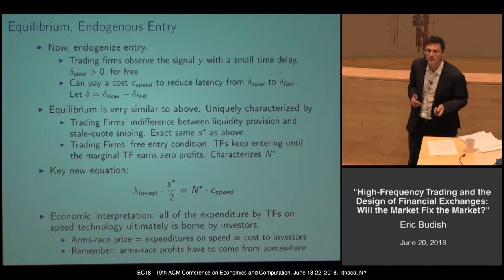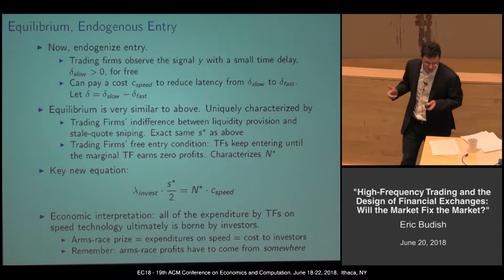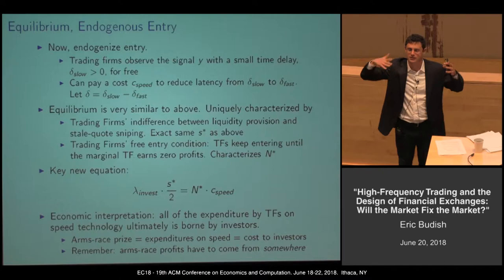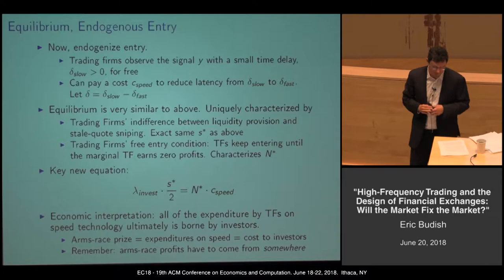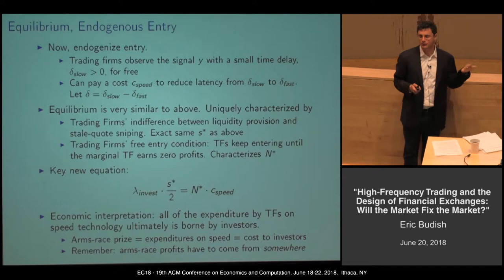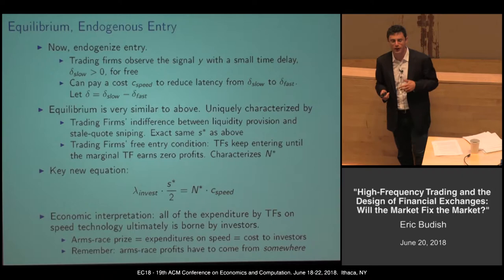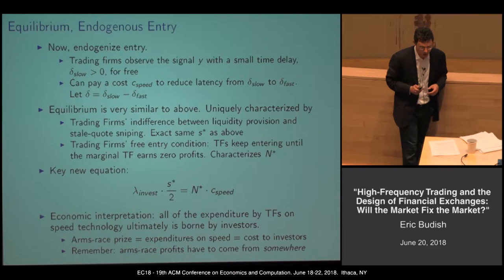Okay, now let's endogenize entry. I'm going to do this again in a simple way. I'm going to assume that all participants have access to a slow speed technology that observes innovations in Y with latency delta slow for free. Or you can pay a small price to get access to a faster speed technology that observes innovations with a faster latency of delta fast. So think of delta slow as the old cable, delta fast as microwaves, or delta slow as old microwaves, delta fast as new microwaves, or delta fast as having co-location or proprietary data feeds from exchanges, and so forth.